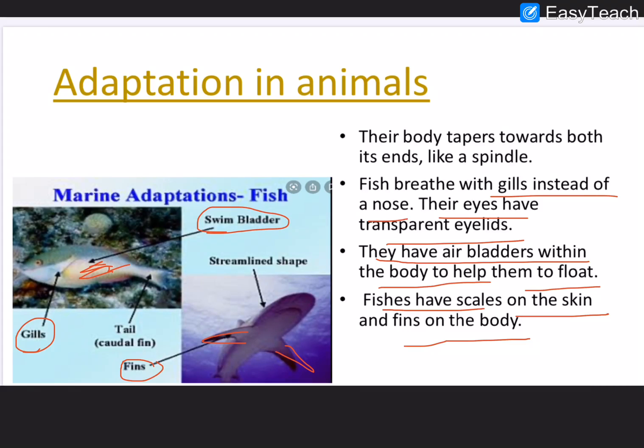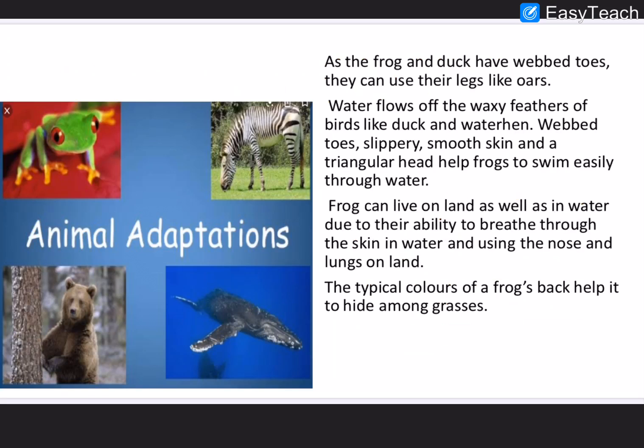So these are the adaptations in animals. Also this streamlined body means the shape of the body. We see the shape of the body of a fish is spindle-like. So streamlined body helps them to move easily in water. So these are the adaptations in aquatic animals.